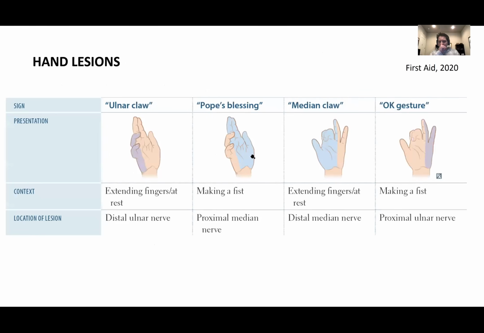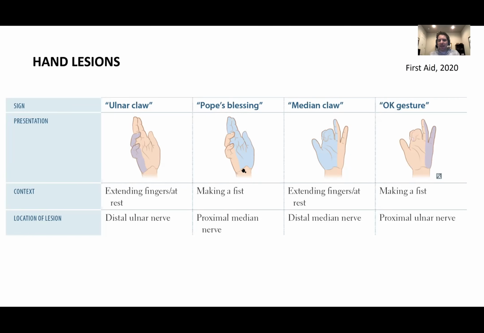So this is from First Aid. Again, it's one of those things you have to sit with because it depends if you're trying to open your hand or close your hand. But basically, if you're trying to make a fist, this is what the patient had, this Pope's blessing. He's trying to make a fist and he can't flex the first and second digits, right? So he's stuck in this Pope's blessing.